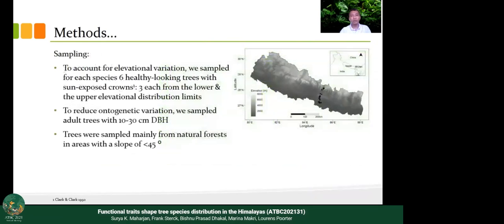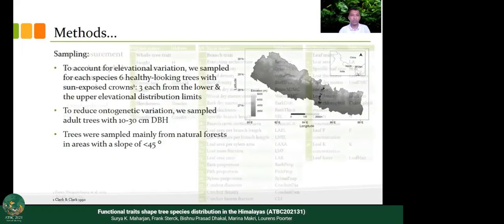To account for elevational variation, we sampled for each species six healthy looking trees with sun exposed crown, three each from lower and upper elevational distribution limits. To reduce ontogenic variation, we sampled adult trees with 10 to 30 centimeter diameter at breast height. Trees were sampled mainly from natural forest in the areas with slope less than 45 degrees. Black dots in the map represent the location of sample trees.